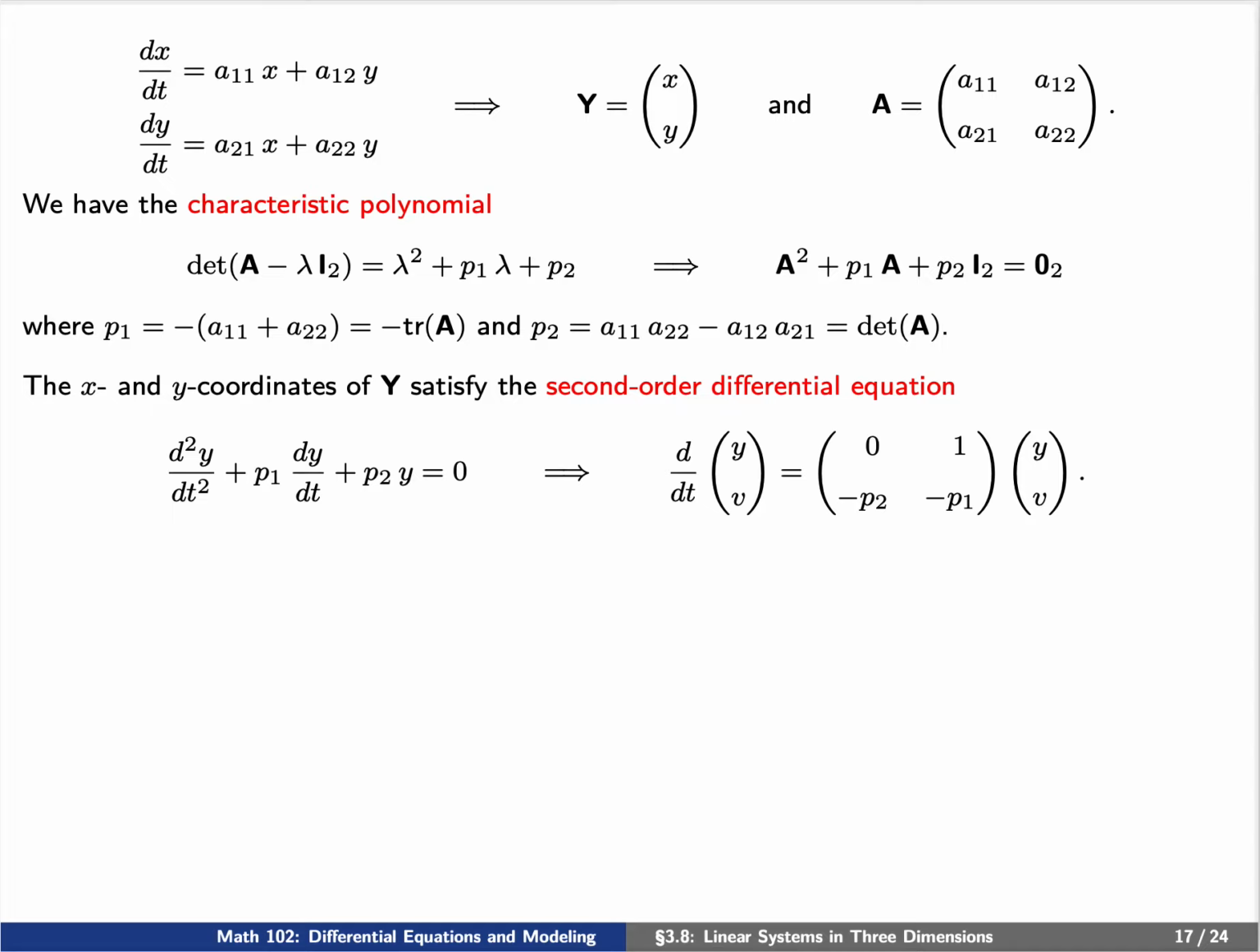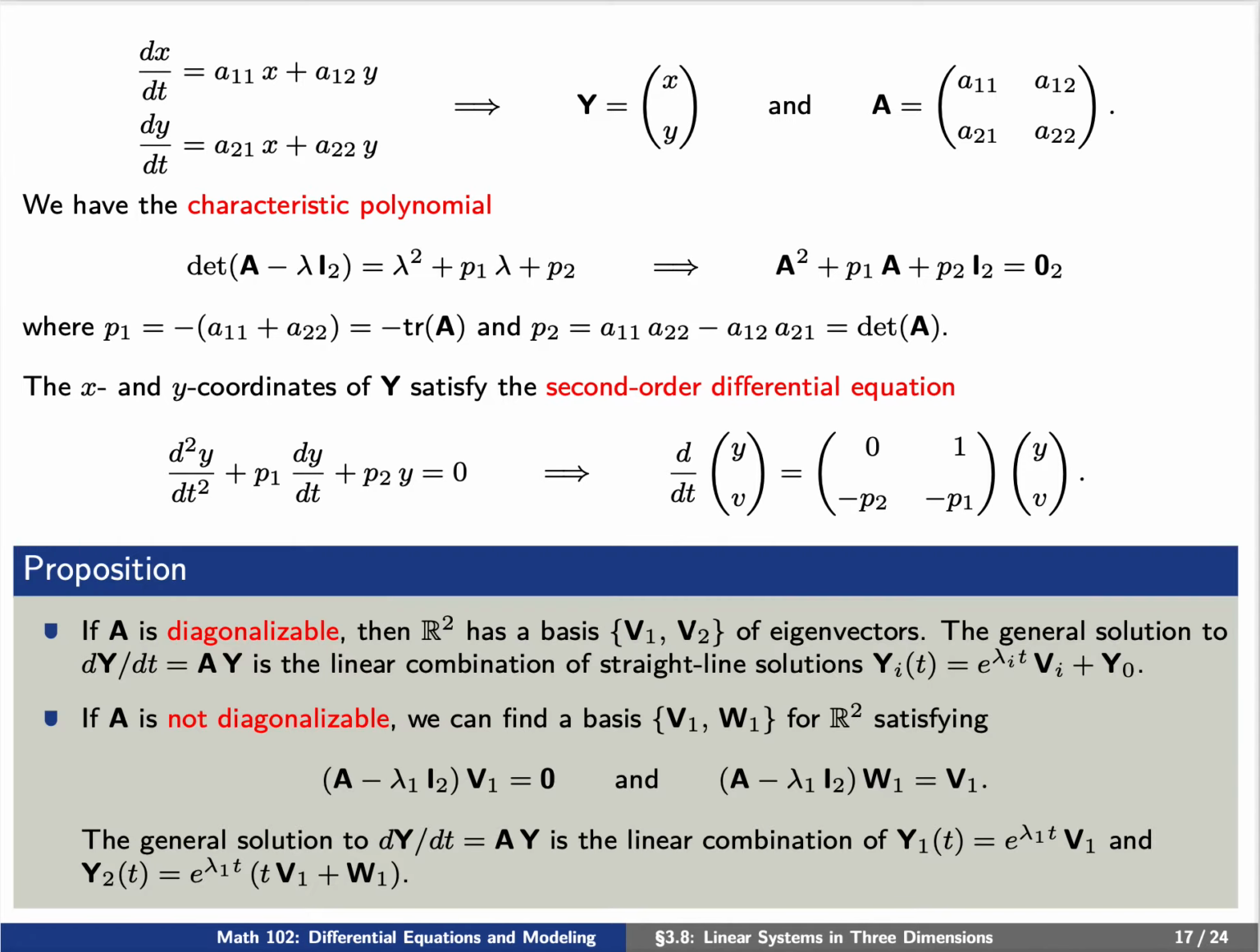We've also seen that the x and y coordinates of our vector capital Y satisfy a second order differential equation. That is, d squared y/dt squared plus p sub 1 times dy/dt plus p sub 2 times y equals 0, which of course we know that we can express in terms of a two-dimensional system again. We have the following proposition.